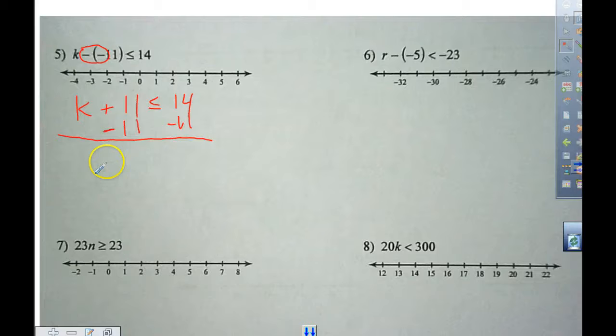Is this an open or closed circle? Closed. Which means if you do a check, you can actually use 3 here, because 3 is a solution. 3 is less than or equal to 3. Or you could use 0 or anything less than 3.